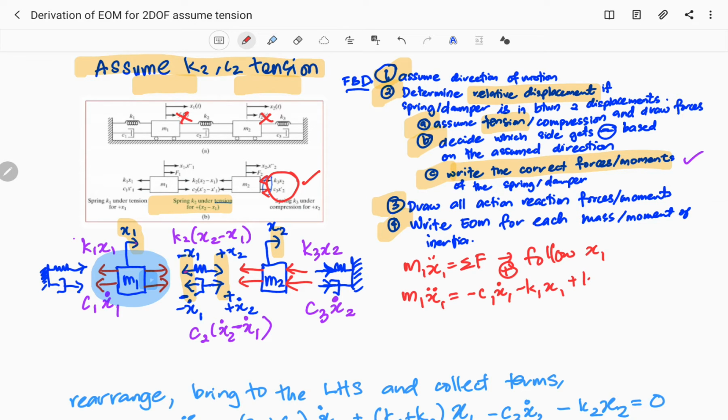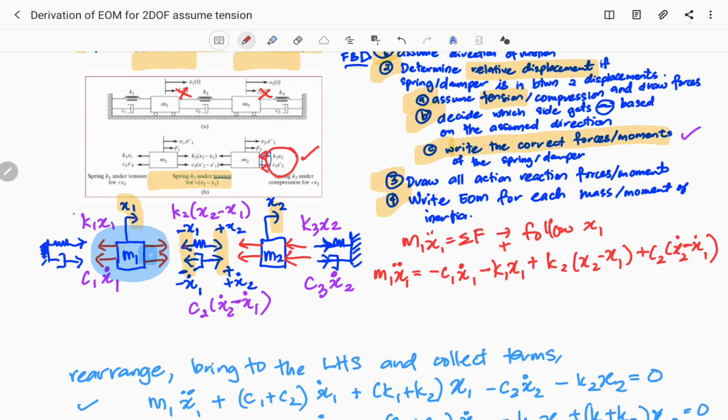So when we actually write the equation M1 x double dot 1, C1 and K1 x1 all get negative because they are in the opposite direction to x1, and this one gets positive because it is in the same direction as x1. Now we write the second equation.